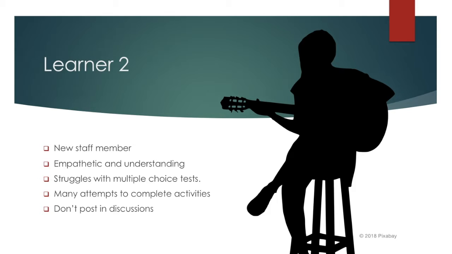Learner 2 is a new addition to this institution and recently joined us from another country. They are always getting positive feedback from our customers. They find this person to be very empathetic and understanding. This strength is evident in group projects because they are always positive and encouraging of others' ideas. However, this individual does poorly on multiple choice tests. They take many attempts to complete activities. While we believe they have a lot to teach us and their peers about building empathy with our customers, unfortunately, they never contribute to discussion posts.